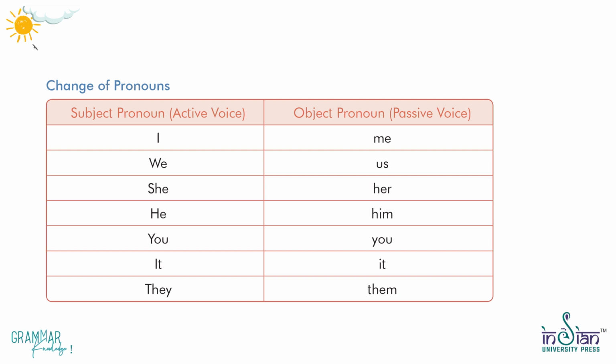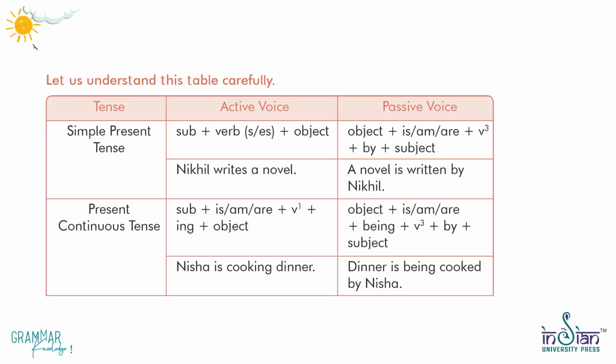Change of pronouns. Subject pronoun, active voice. Object pronoun, passive voice. I, me. We, us. She, her. He, him. You, you. It, it. They, them. Let us understand this table carefully.